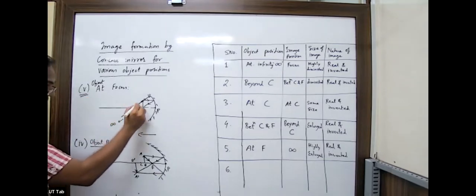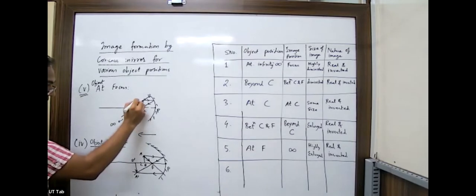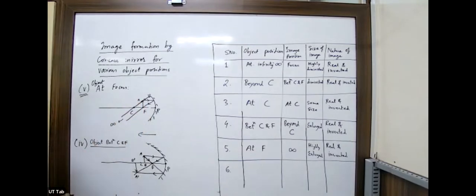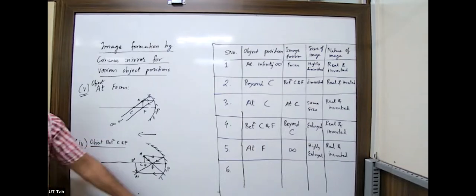So if it is at infinity, this is the object size. Let us say at F, we are calling it as A. So A will be very big, right? These parallel rays are supposed to meet at infinity, so highly enlarged. So this is the order.